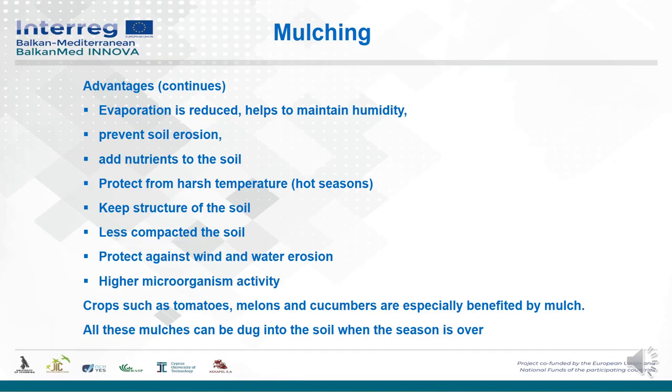When mulching is used, farmers see that the soil is less compacted. It protects soil against wind and water erosion and enhances the microorganism activity. So there is a higher microorganism activity. Crops such as tomatoes, melons, and cucumbers are especially benefited by mulch. All these mulches can be dug into the soil when the season is over.